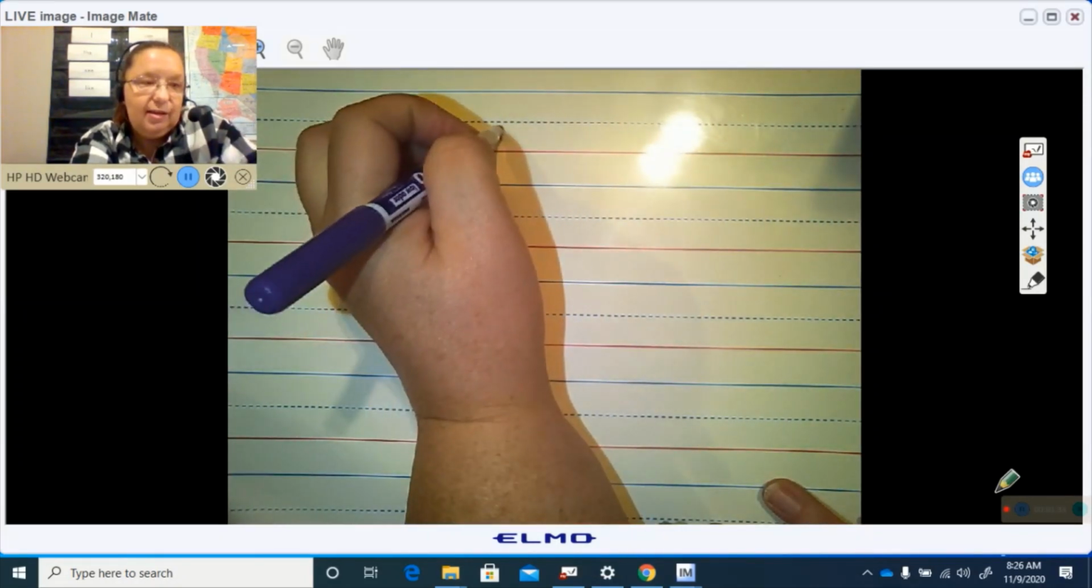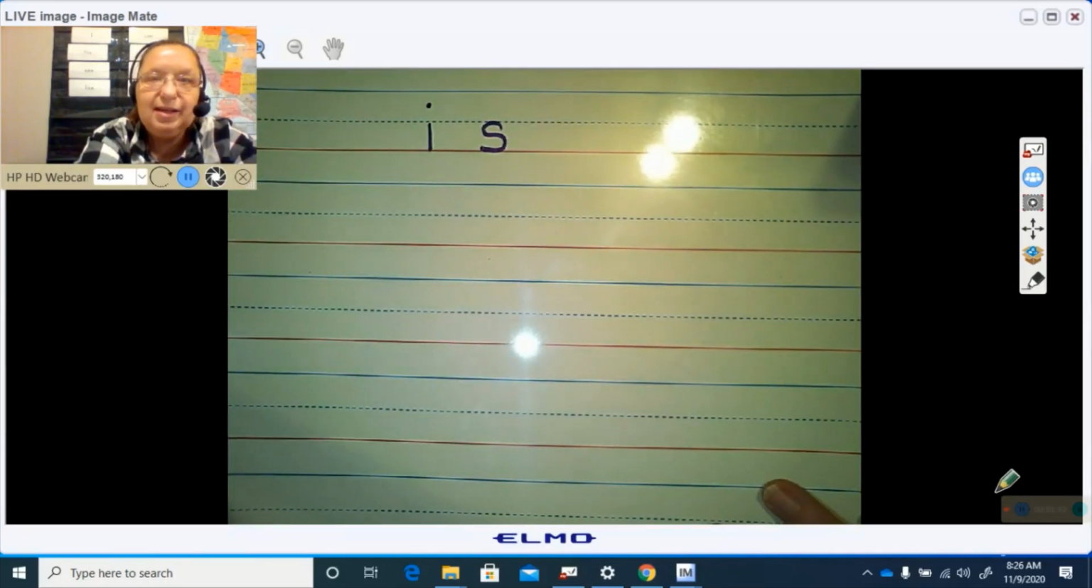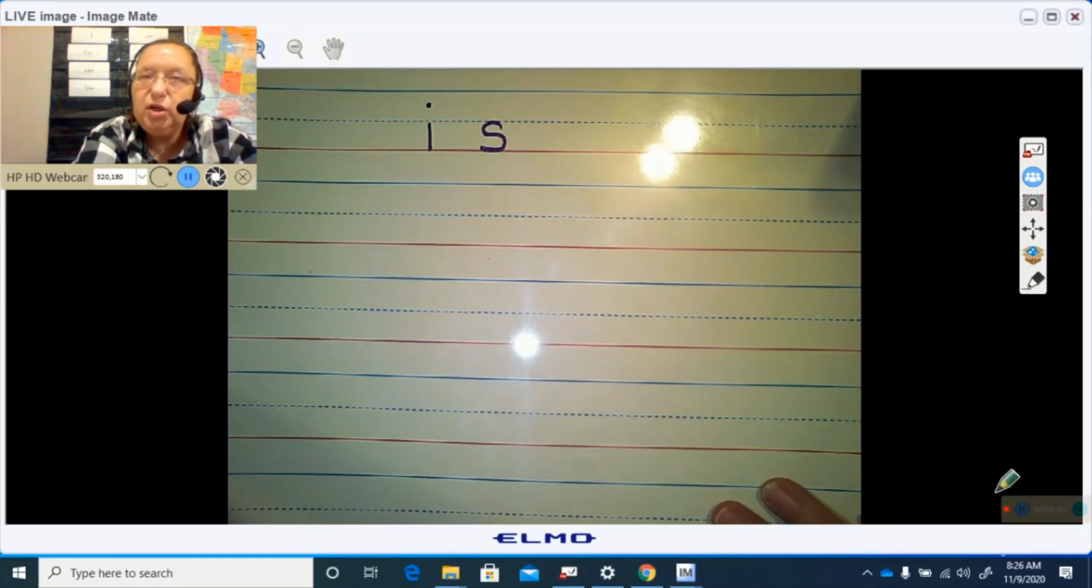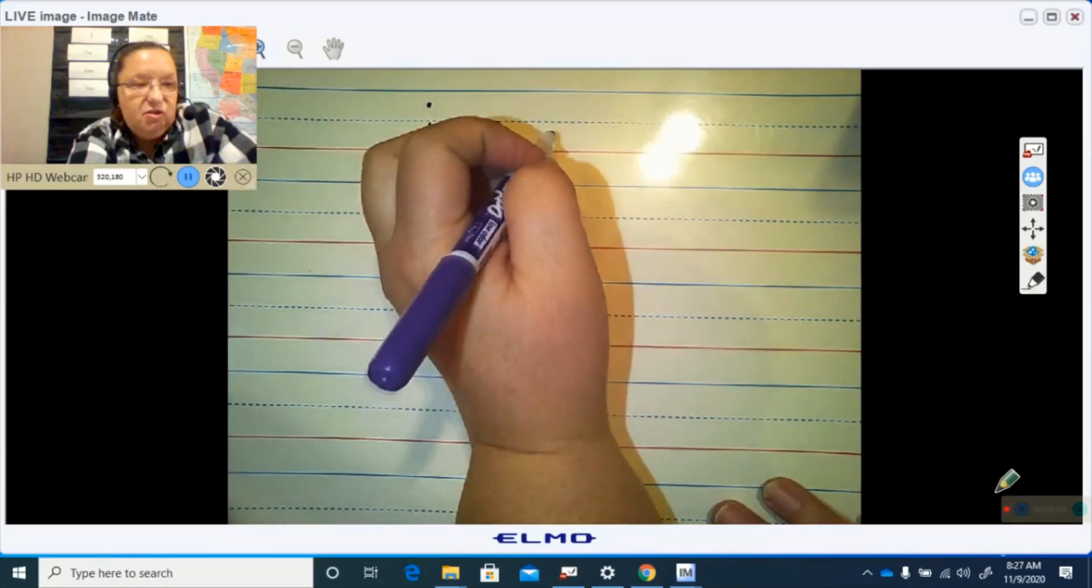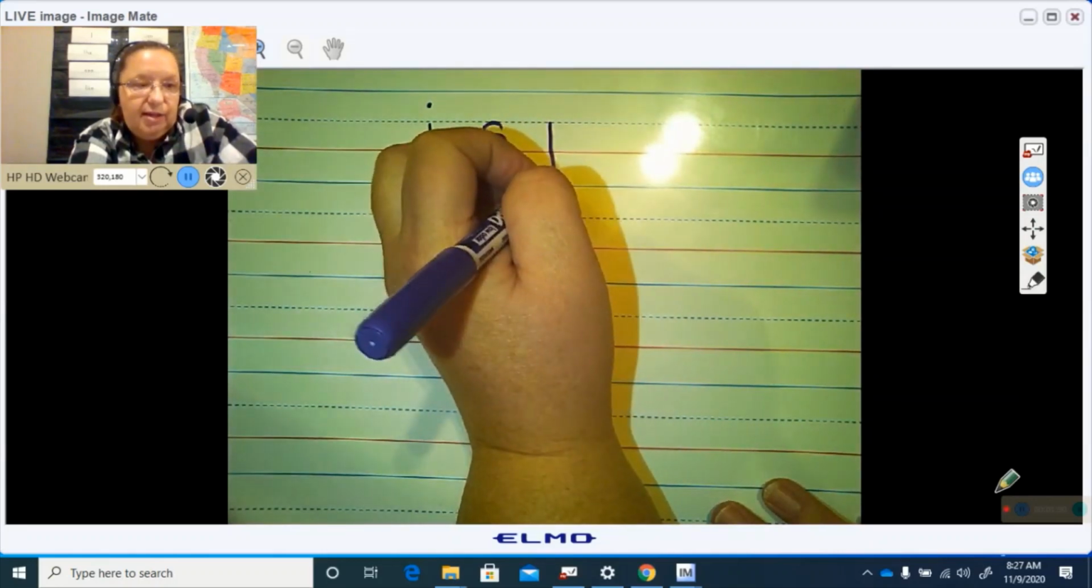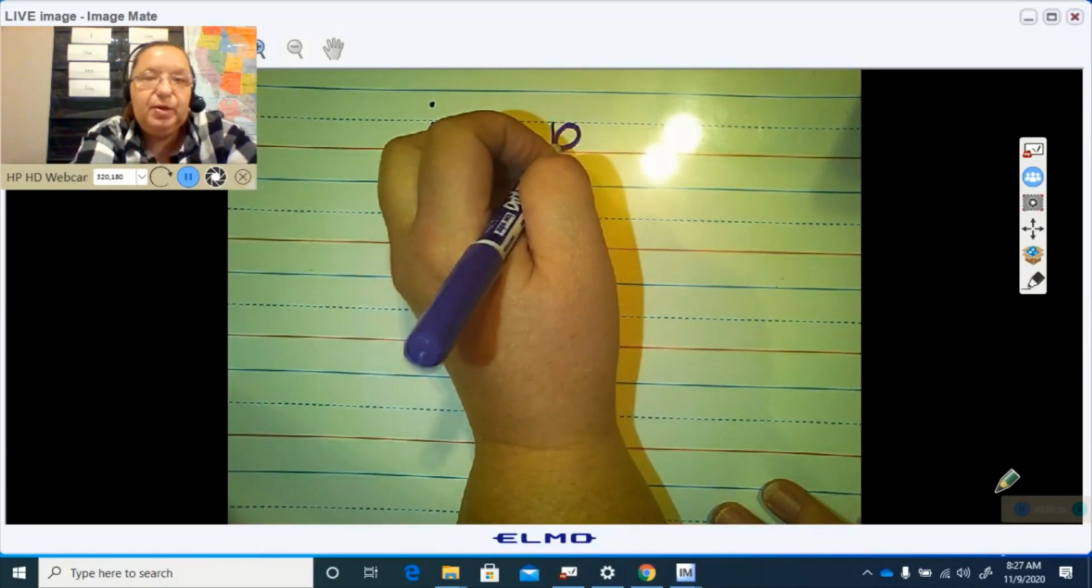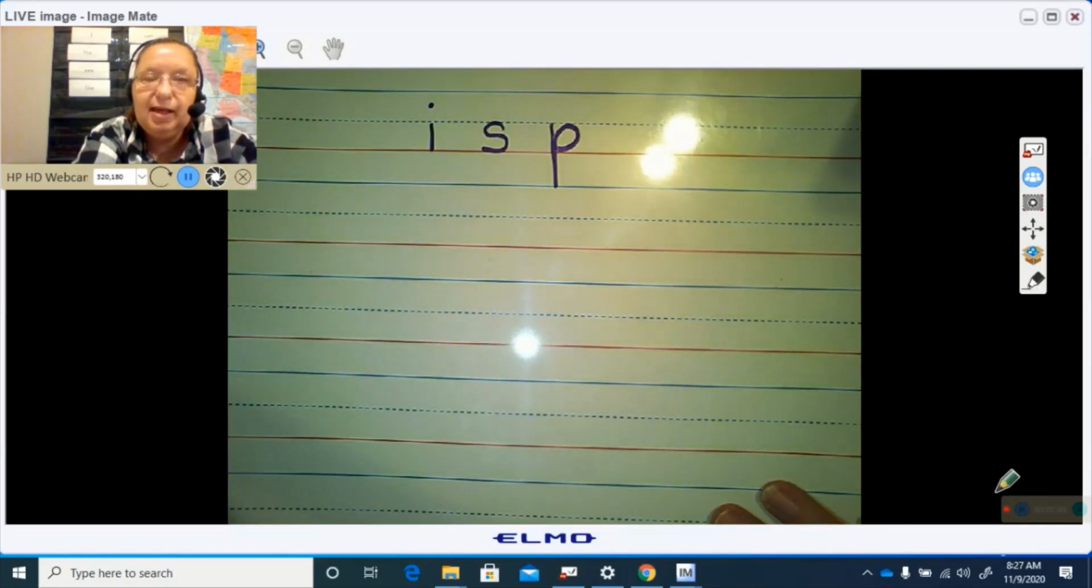Did you write the letter S? Because S makes the S sound. Here's another one. Which letter makes the P sound? Did you write the letter P? Because P makes the P sound.